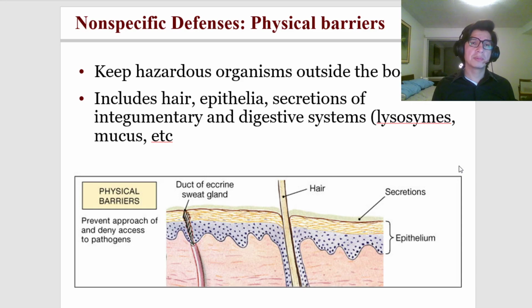Okay, so part of the non-specific response includes physical barriers. These are your skin and the epithelium within your digestive system. We have glandular secretions that allow us to maintain this, to start this first line of defense. We have lysozymes. We have the mucus itself, sometimes with immune components within it, or simply the mucus creates a barrier that prevents direct contact.